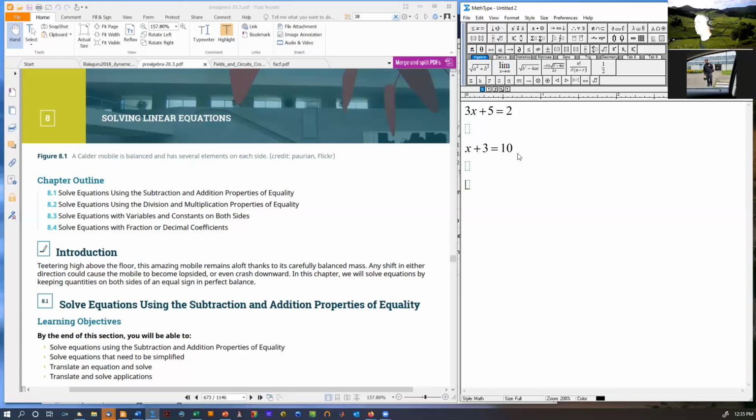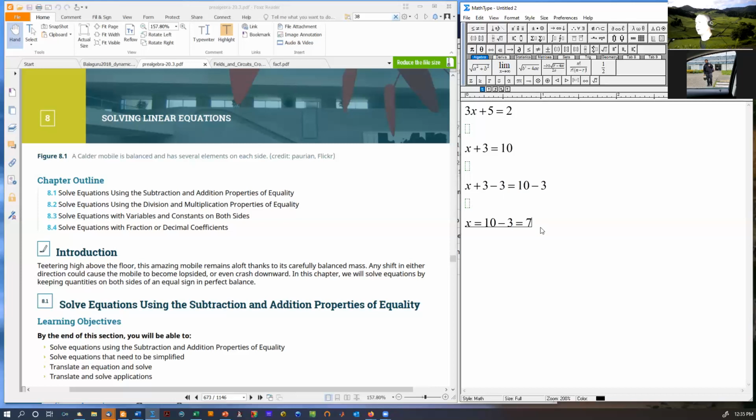So for example, with this simple equation, x plus 3 equals 10, I could subtract 3 from both sides: x plus 3 minus 3, and 10 minus 3. I've done the same thing to both sides of the equation. I subtracted 3 from the left side and from the right side. The x plus 3 minus 3 just becomes x, and x equals 10 minus 3, which is equal to 7.